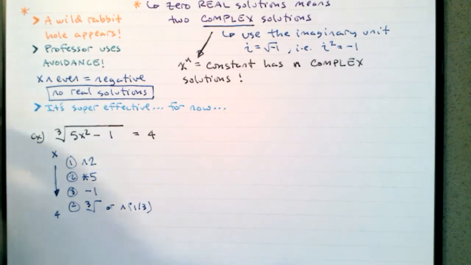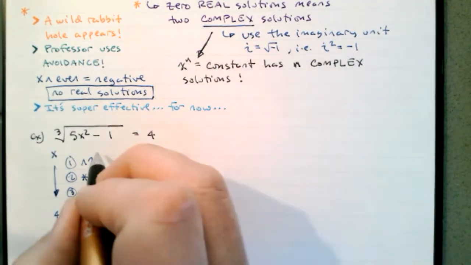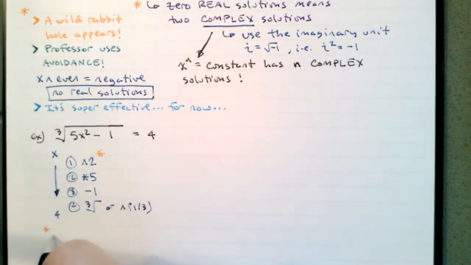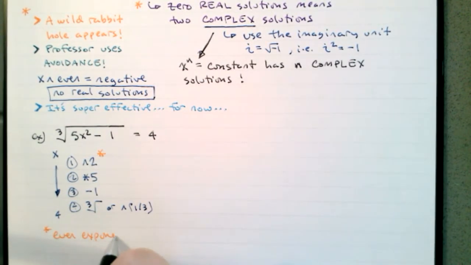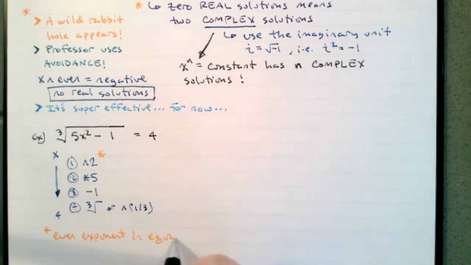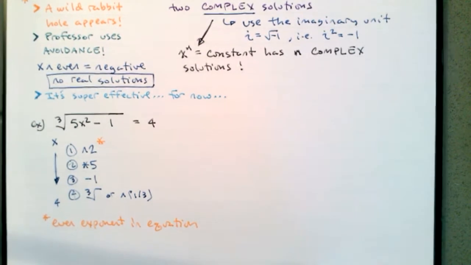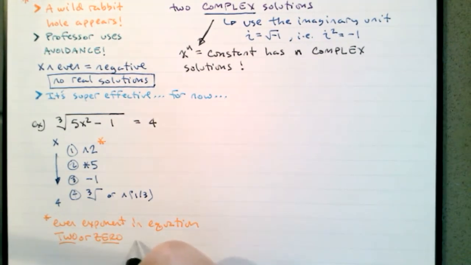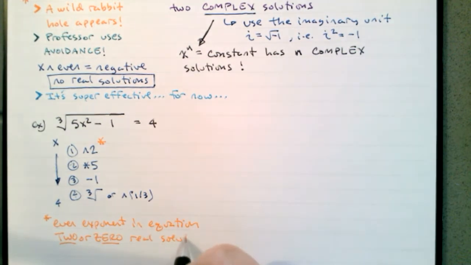So the things that we notice, because we have an even exponent in the equation, that means we have to be on the lookout for 2 or 0 real solutions. We know if it comes down to x squared equals a negative number, we'll stop and we'll just say no real solutions.